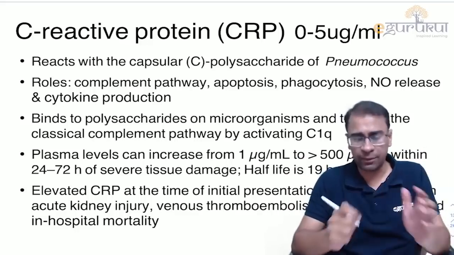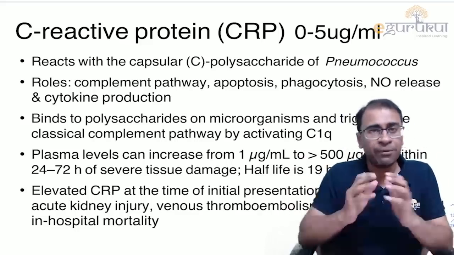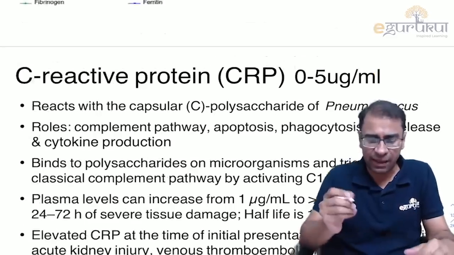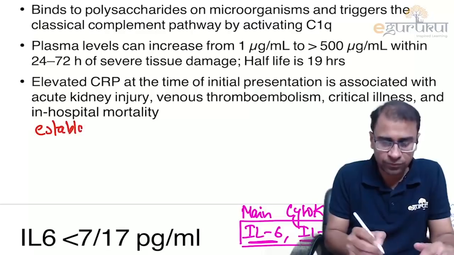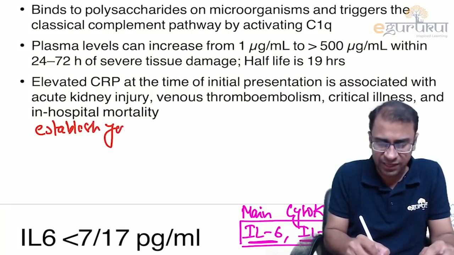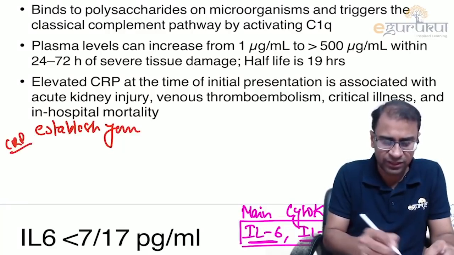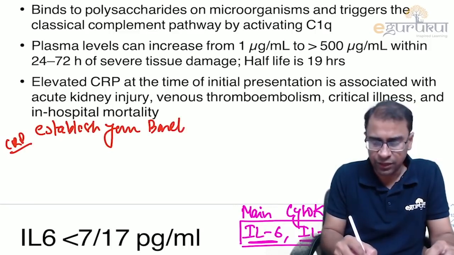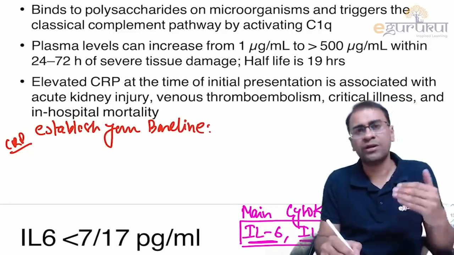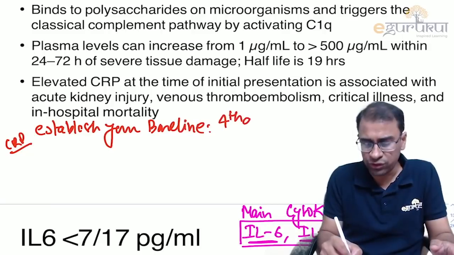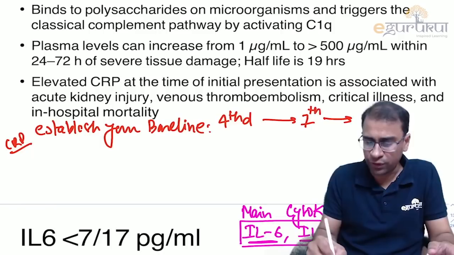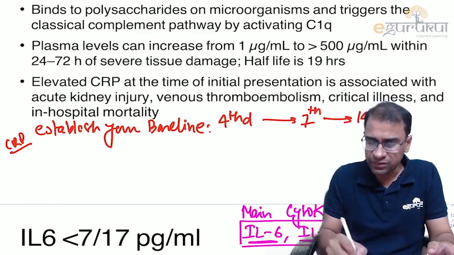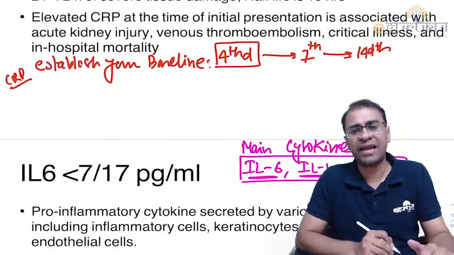So often you should do CRP after every 4 days of disease, but before that, first establish your baseline. For CRP, the very important thing is to establish your baseline. That means you should do CRP on the day of diagnosis, at least on the 4th day of diagnosis. Then you should follow it on the 7th day, and then on the 14th day. The reason is that this 4th day CRP will act as your baseline.